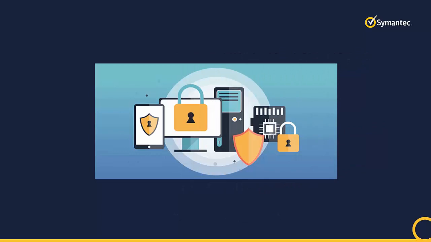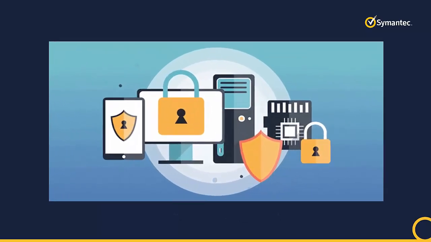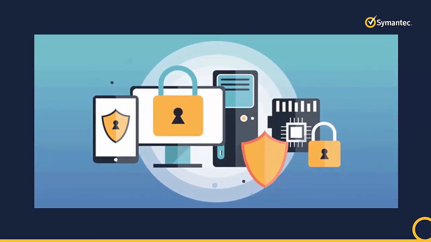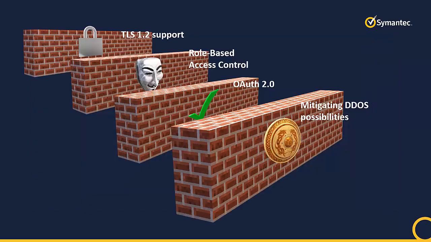The REST API support is built upon a strong foundational layer of security, which includes support for TLS 1.2 communication with REST endpoints, role-based access control for API consumers, OAuth 2.0 token usage for authentication, and concurrent limits on the number of API calls to restrict the possibility of a distributed denial of service attack.